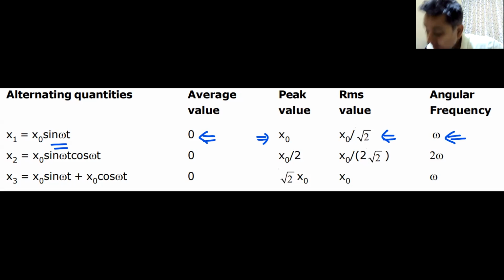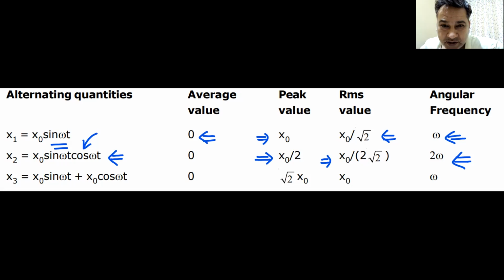Yes, sir. Similarly, if the function is like this, then the peak value is X naught by 2. Remember that, not X naught. The RMS value is X naught by 2 root 2. And the frequency of this is 2 omega. Why is it 2 omega? Because this is sine 2 omega by 2. Do we understand this? Yes, sir. That is why the answer is this.